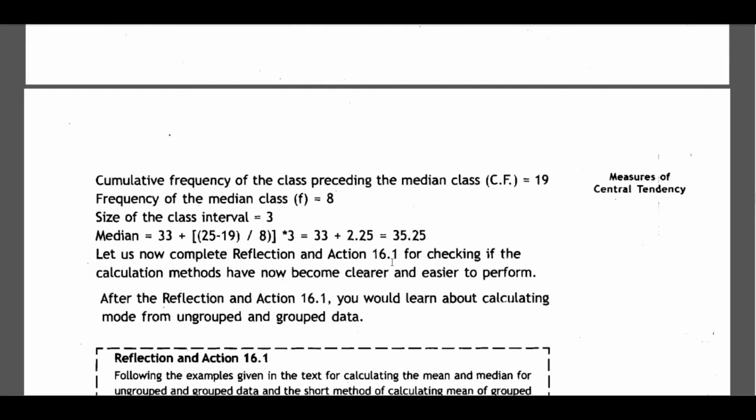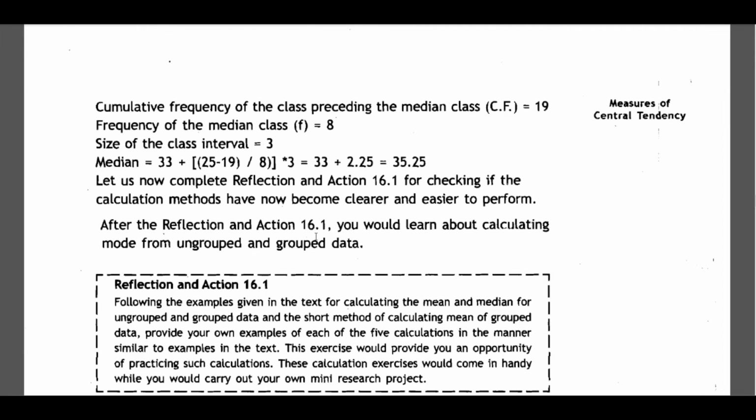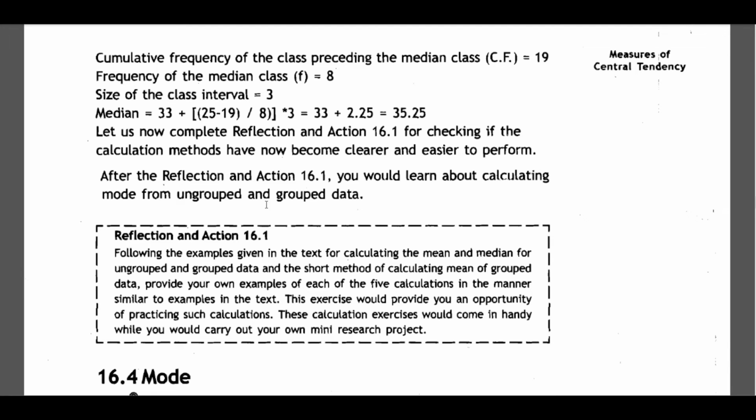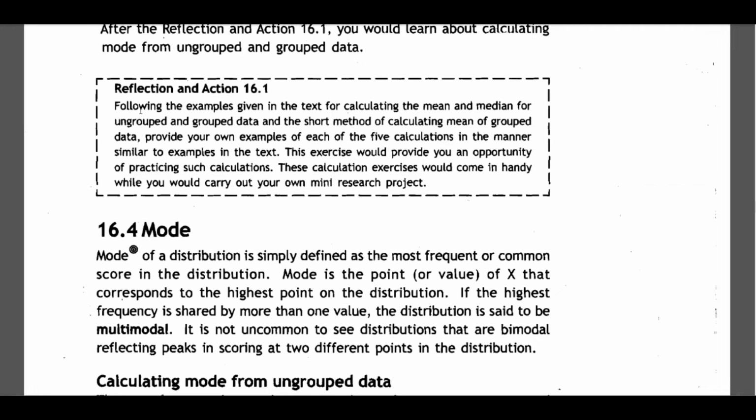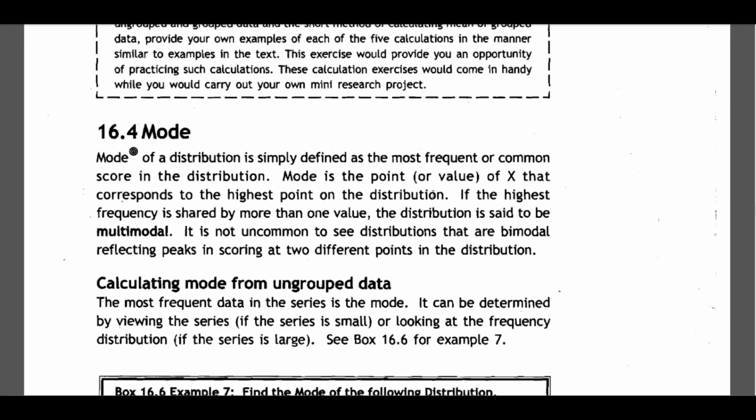Let us now complete the reflection and action 16.1, for checking if the calculation methods have now become clearer and easier to perform. After reflection and action 16.1, you would learn about calculating mode for ungrouped and grouped data. Following the examples given in the text for calculating the mean and median for ungrouped and grouped data, and the short method of calculating mean of grouped data, provide your own example of each of the 5 calculations in the manner similar to the examples in the text. This exercise would provide you an opportunity to practice such calculations, and it would come in handy while you carry out your own mini research project.